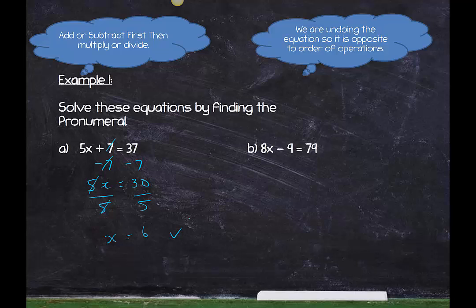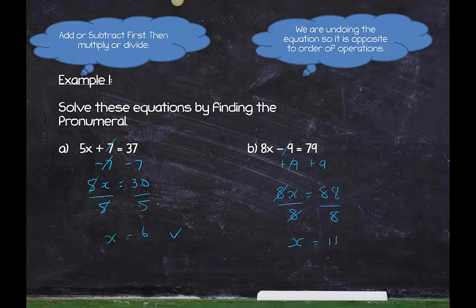Okay, so minus 9 is what we're going to tackle first. The opposite of minusing 9 is plusing 9. Okay, so the 9's cross out. We get 8x equals... 79 plus 9 is 88. We then need to divide by 8 because it's 8 times x. The opposite of timesing is dividing. Cross it out. X equals 11.